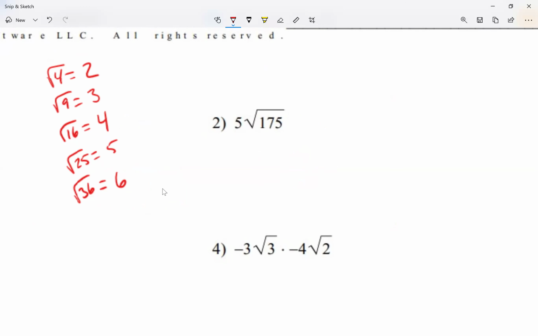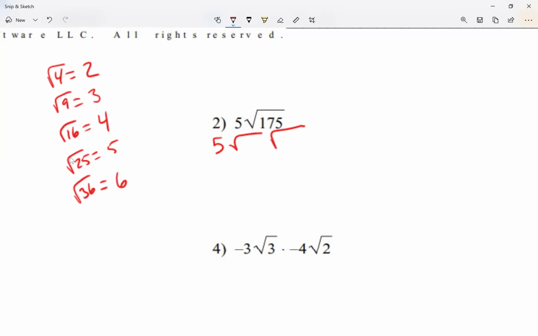And I'm going to think, okay, I'm not going to do anything to the 5. So I'm leaving the 5 alone. But the square root of 175, radical 175, I have to break it down to 2 radicals. And one of them has to be from a perfect square.